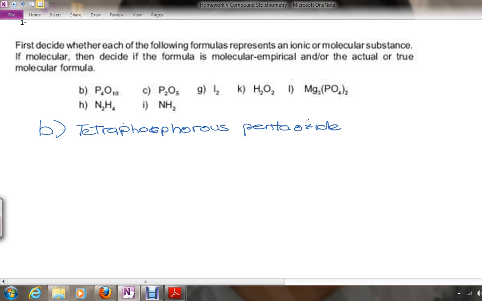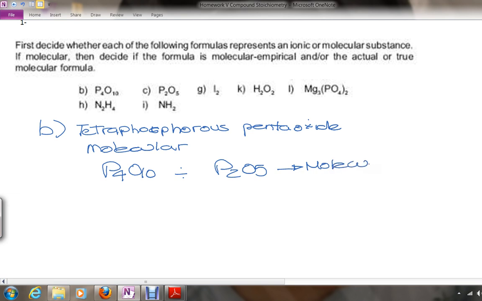So, is this a molecular? Yes. Now let's look at whether it's empirical or not. If you can divide by a whole number and you still get a whole number ratio, then it is a molecular formula. In this case, you have P4O10, and if you divide it by 2, it's going to be P2O5. So it is molecular.